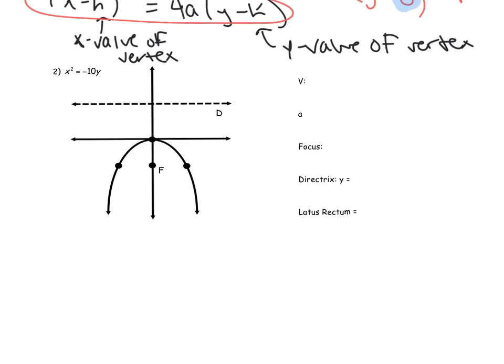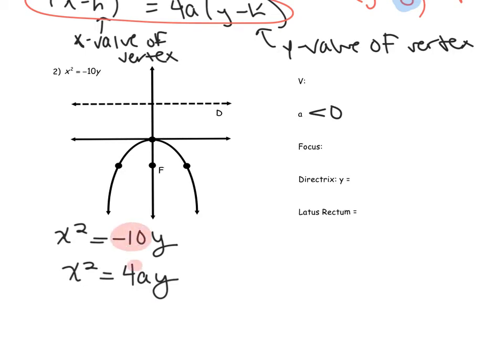Let's take a look at x squared equals negative 10y. Again, we can already tell from the picture this is concave down, so we know a is going to be less than 0. So I better get an a value less than 0 when I do this. We have x squared equals negative 10y. I'm going to rewrite this using my formula, x squared equals 4ay, so I can substitute in here. We're going to set negative 10 equal to 4a. So I have negative 10 equals 4a, where a is going to equal negative 10 over 4, which simplifies to negative 2.5, which confirms that this is concave down.